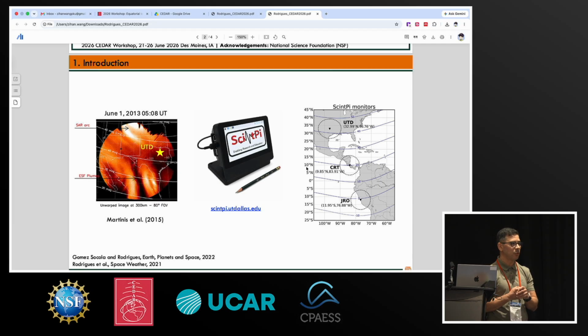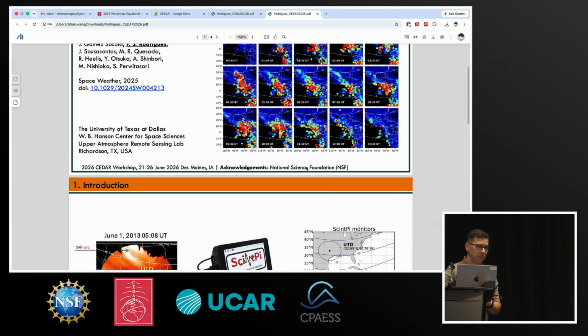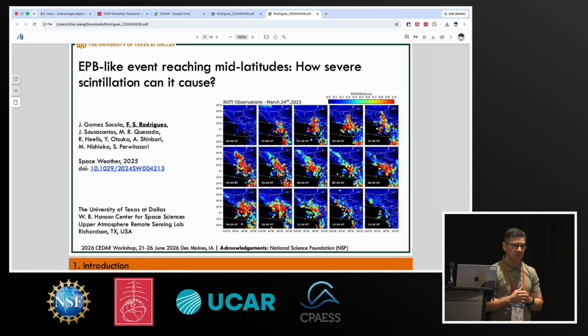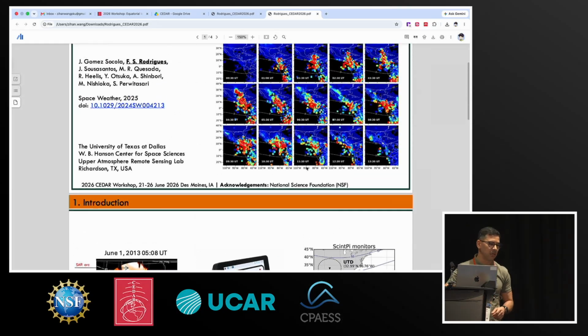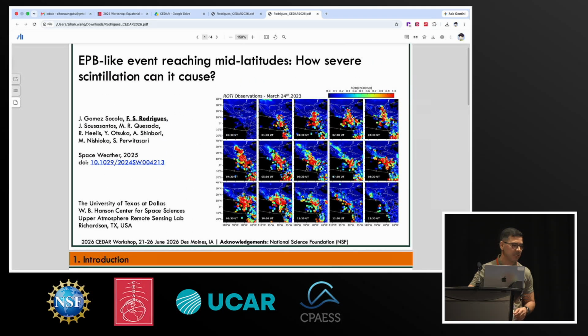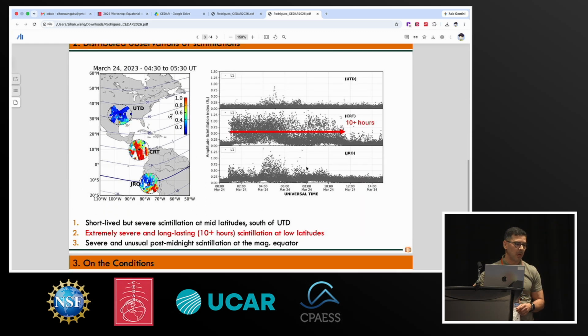And what we're going to do is look at the scintillation that is observed by these receivers associated with this event right here, this EPB-like event that occurred on March 23-24 of 2024. So you can see the typical maps that you see in other presentations of this structure going from the equator, reaching mid-latitudes and moving eastward, westward, like some other folks here presented. The question was how much amplitude scintillation one event like this would cause. And this is what it looks like.